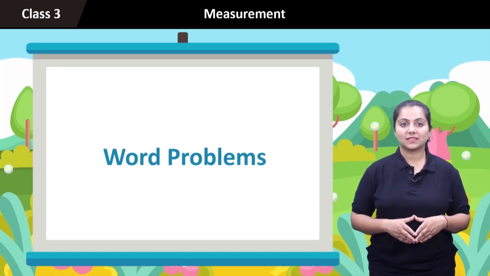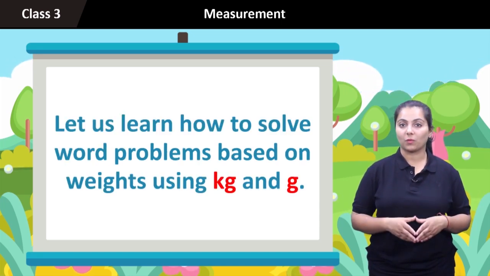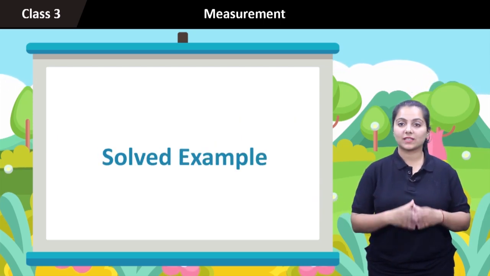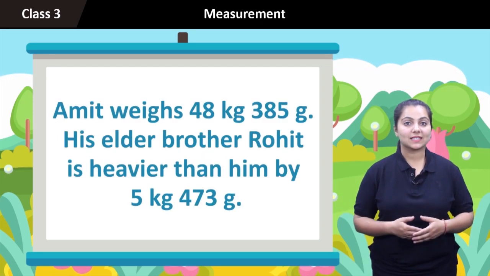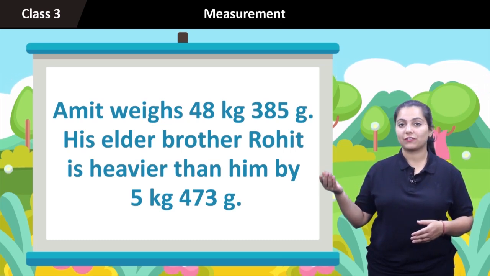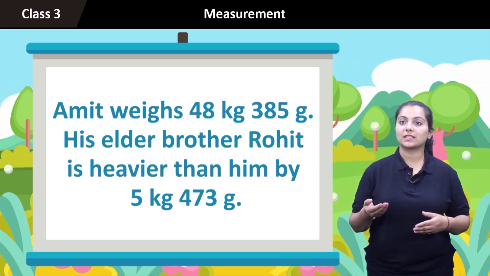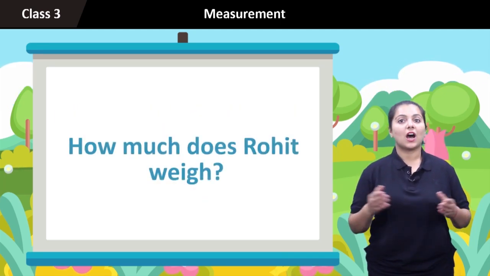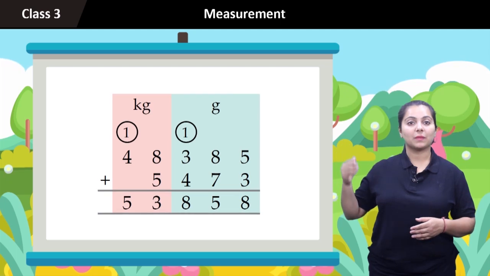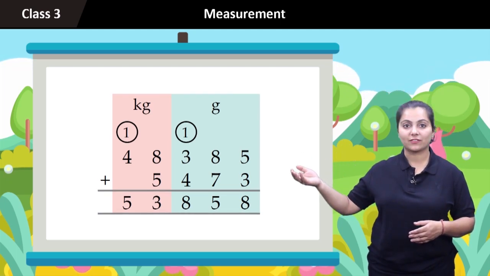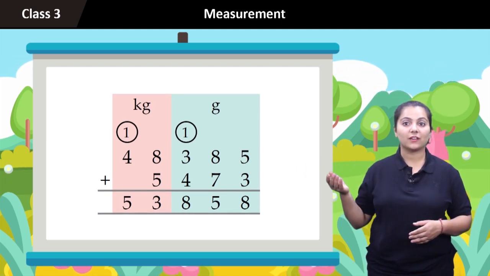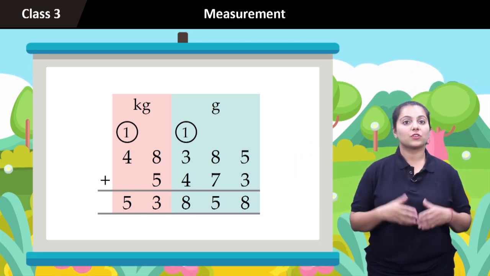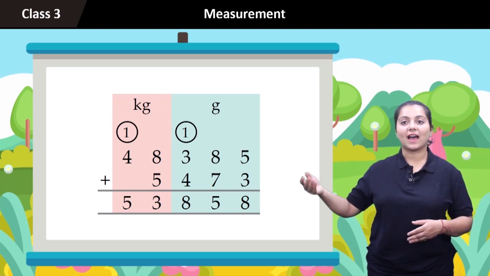Word problems. Let us learn how to solve word problems based on weights using kg and gram. Solved example. Amit weighs 48 kg 385 gram. His elder brother Rohit is heavier than him by 5 kg 473 gram. How much does Rohit weigh? Amit's weight is 48 kg 385 gram. Rohit is heavier by 5 kg 473 grams. So to find the weight of Rohit, we will add them.